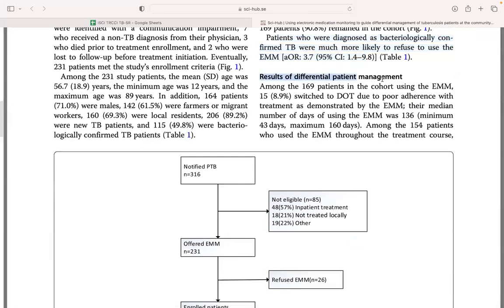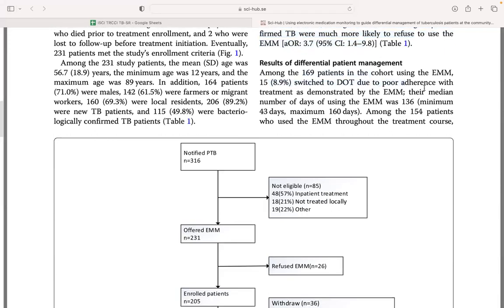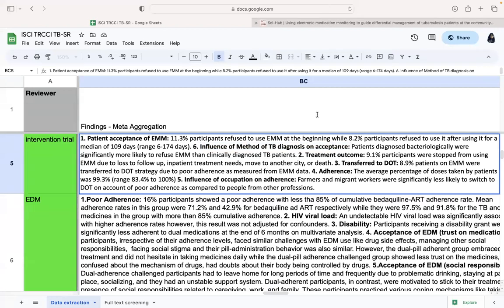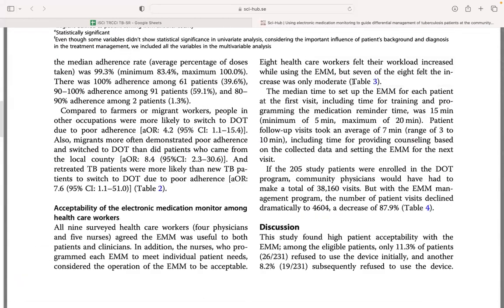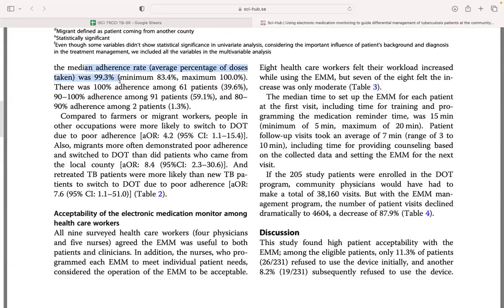Coming to the other part, results of differential patient management. Among so many patients using EMM, these many switched to DOT because of poor adherence. Median number of days of using EMM was this much. So it's okay if you don't add every single detail, but the general idea must be conveyed in your findings. Among so many patients who used EMM throughout the treatment course, the median adherence rate was this much. 100% adherence among so many patients.